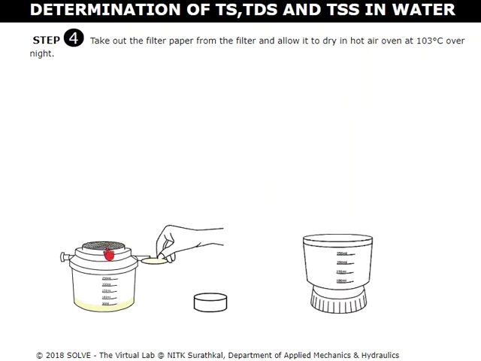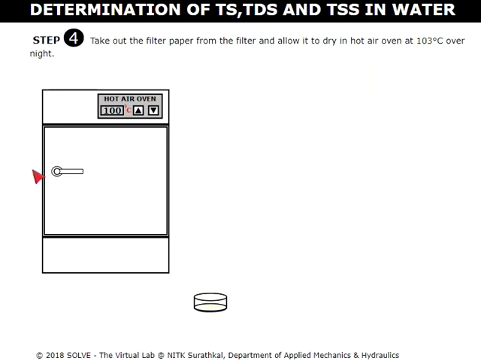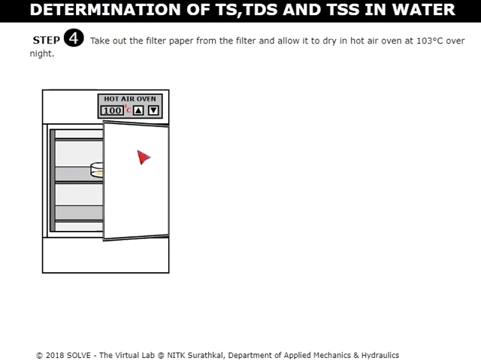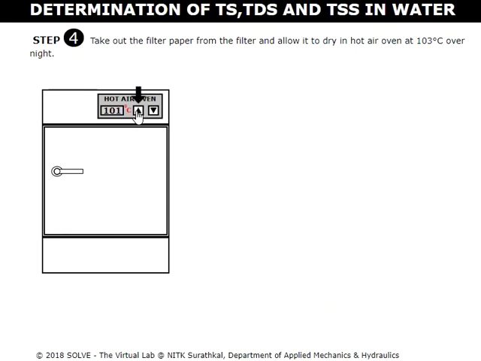Click on the filter paper and place it in the petri dish. Open the door of the hot air oven. Click on the petri dish and place it in the oven. Now close the door and adjust the temperature to 103 degrees Celsius.